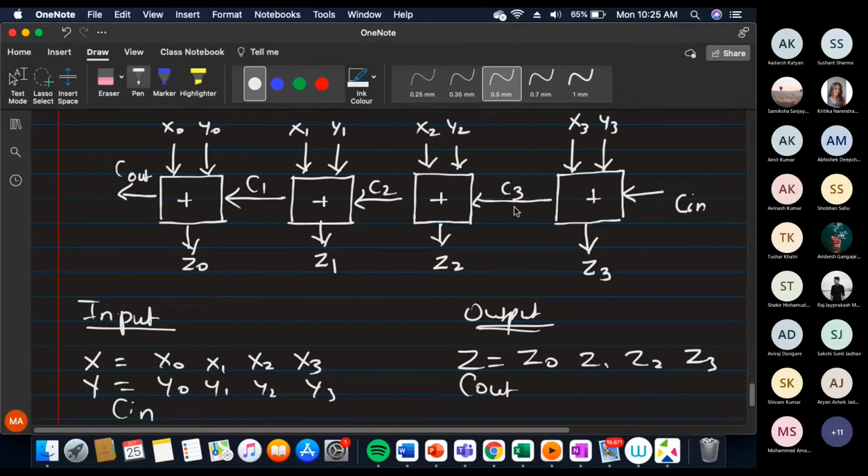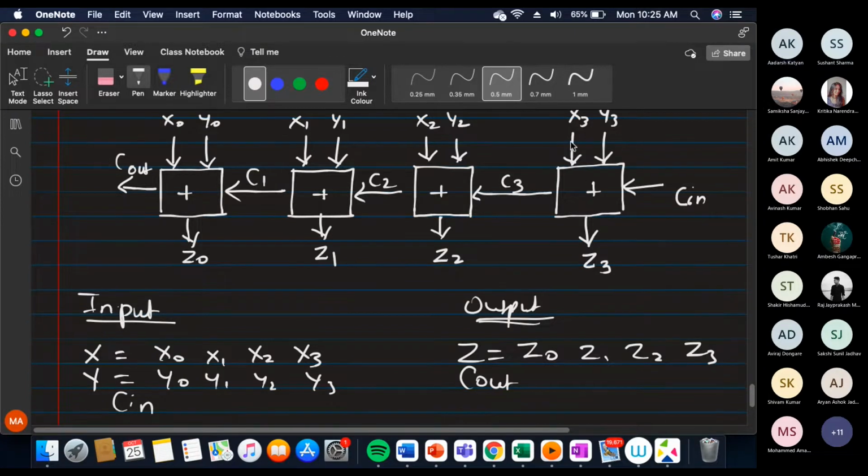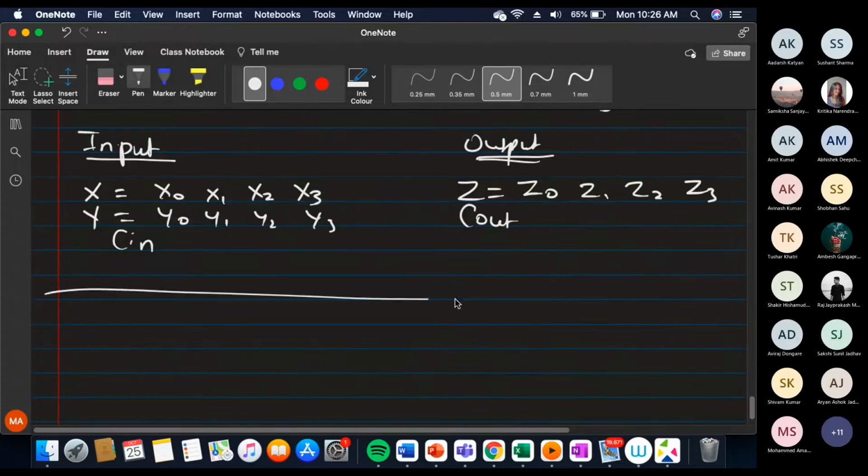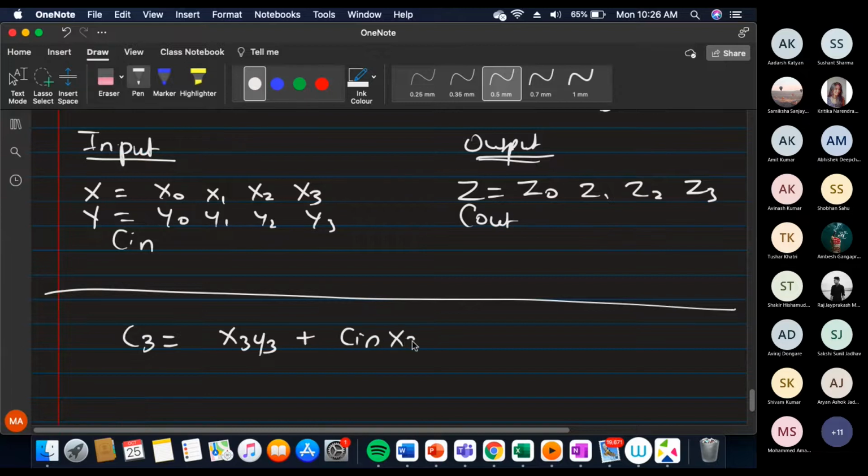I want to calculate C3. So what is the value of C3? C3 will be equal to x3 y3 plus C in x3 plus C in y3. Clear so far?